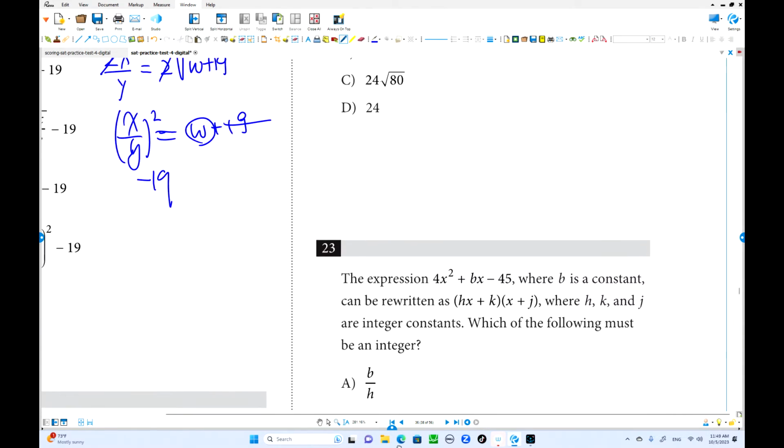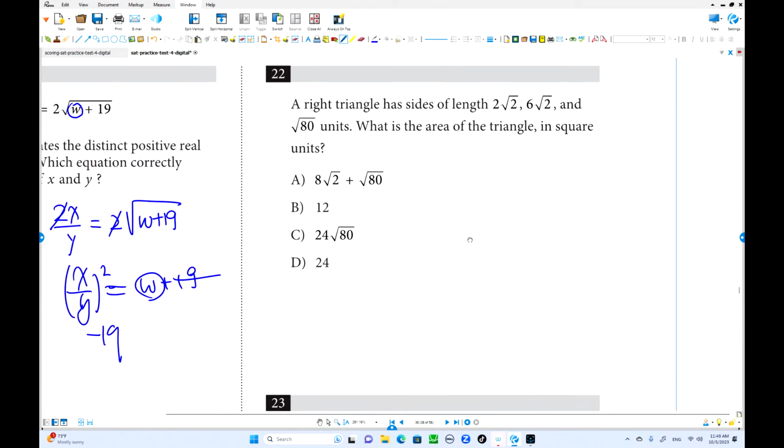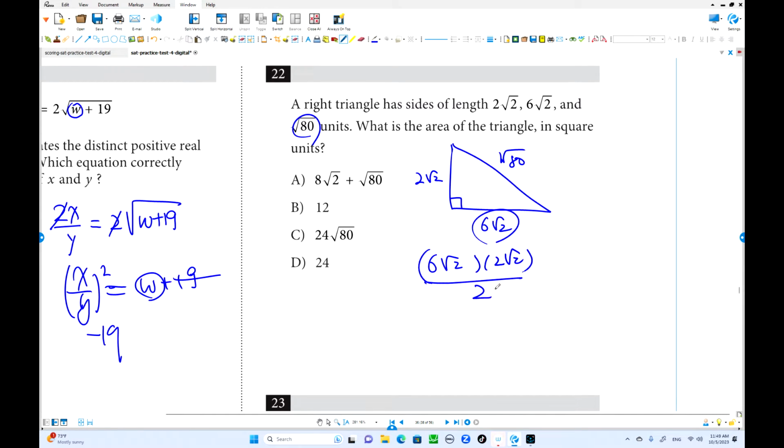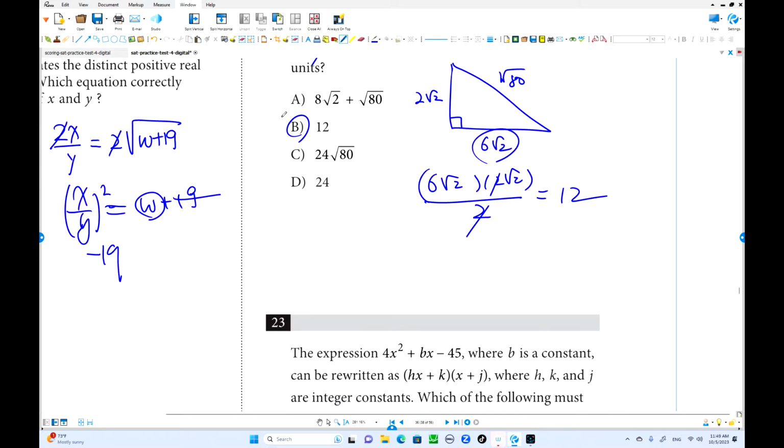All right, this is number 22. A right triangle has a side, the length is what? This is the longest one. This is actually root 80, right? This is 2 root 2. This is 6 root 2. This is what? Right triangle is said already. What is their leg times leg divided by 2? Okay, you can divide by 2 over here. What is that? 6 times 2 is what? 12 is the area of that triangle.